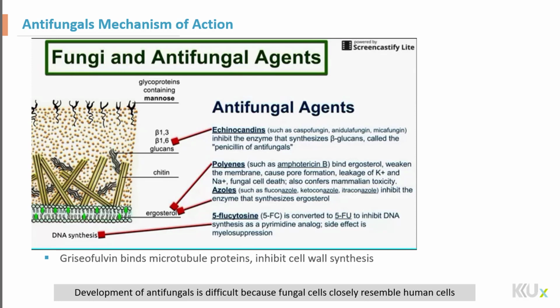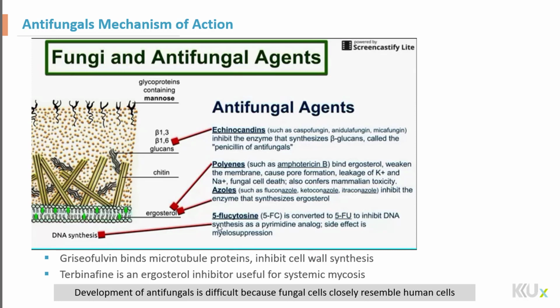Okay, I have here griseofulvin, which also inhibits the cell wall synthesis as well. Terbinafine is also an ergosterol inhibitor. So basically polyenes, azoles, griseofulvin, and terbinafine all work on the cell wall. Let's move now to the echinocandins like caspofungin, anidulafungin, and micafungin. They inhibit the enzyme that synthesizes beta-glucan, and this is how it can affect the cell of the fungi.